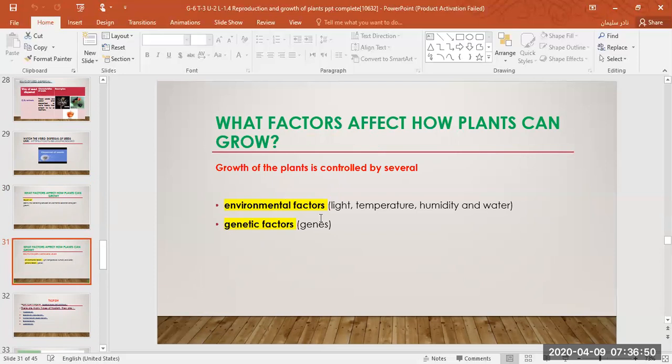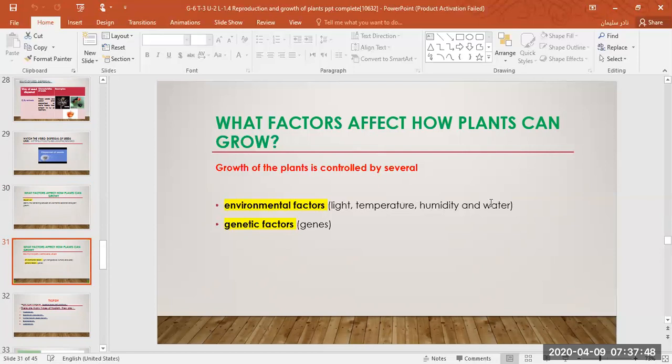If we start with environmental factors, as you know, light is an environmental factor that affects the growth of the plants. Light is very important for plants in order to grow well, in order to make their food, in order to make successful photosynthesis. Not only light, but the temperature also affects the growth of the plants. If the temperature is very high, this affects them. If the temperature is very low, this will affect the speed of the growth. Humidity and water also are other factors that affect the growth of the plants. These external environmental factors are like stimuli in the environment that affect the growth of the plant.